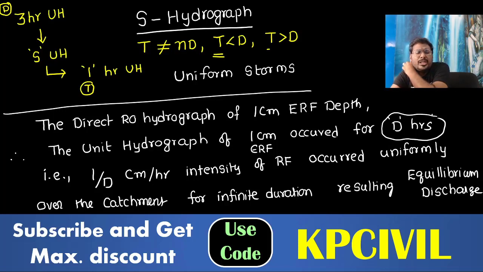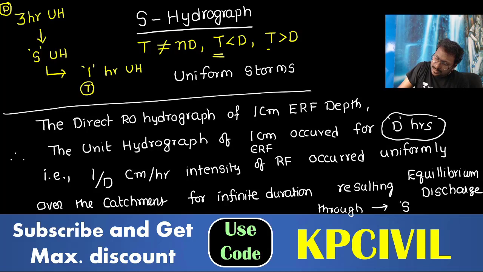Happened for a very, very long time, infinite time duration, uniformly, the same depth uniformly over the catchment. For a very long time it finally reaches a constant discharge, the equilibrium discharge. That is analyzed through the S curve, the S hydrograph.